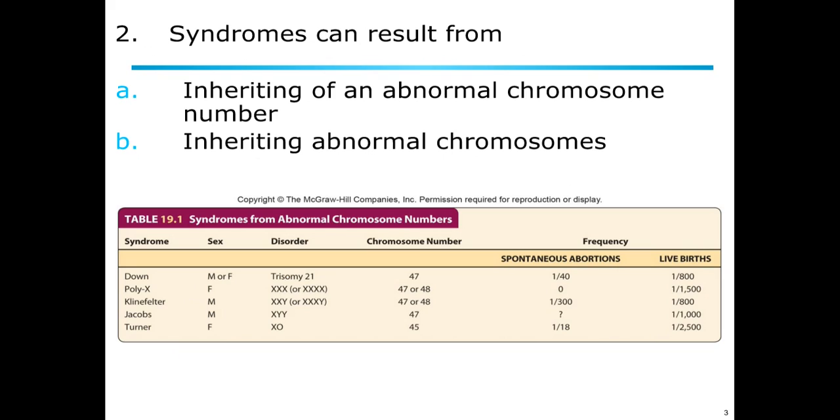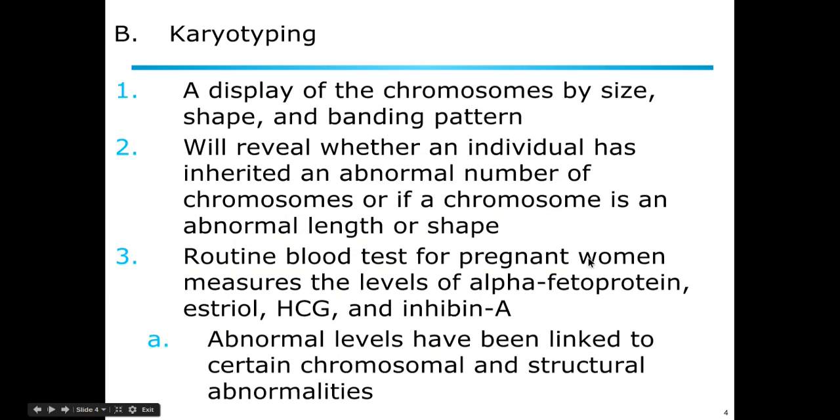Typically we have 46 chromosomes, but sometimes we have a disorder where you end up with too many or too few. Here's an example of some: Down syndrome, Poly-X, Klinefelter, Jacobs, and Turner syndromes, with different chromosome numbers. We can figure this out from something called karyotyping, where we display the chromosomes by size.